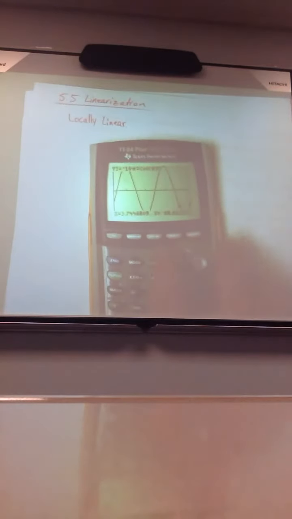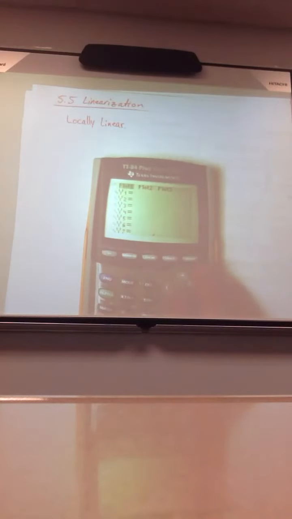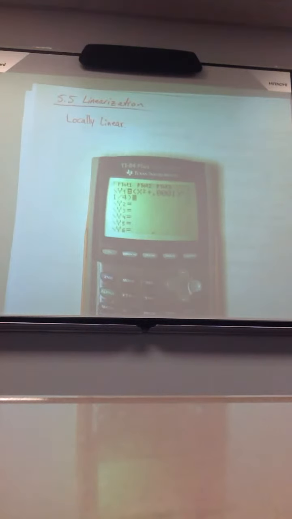Get our calculator. We're going to do this. Clear. Start over. So in your calculator, type in x squared plus 0.0001 to the 1/4 power. Make sure you put 1 divided by 4 in parentheses. Plus 0.9.